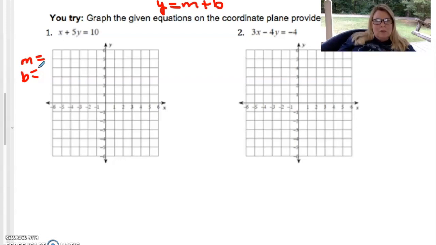Go back and check and make sure that you got your graph correct. Ask any questions if you get them wrong, and I'm going to pause here and give you time to do that.